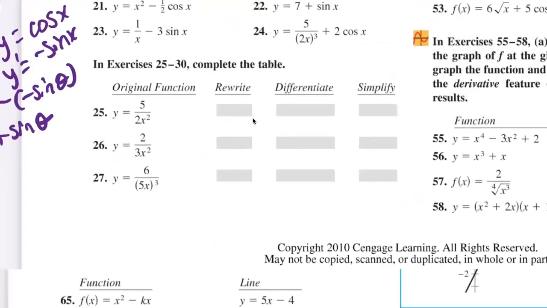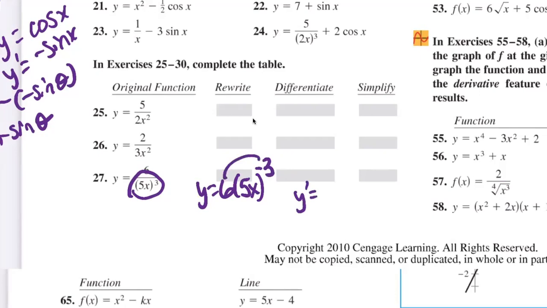So we want to rewrite it. So we want this y equals 6 times 5x to the third power. Oh, I'm sorry, the -3. So we want to bring this up so that we have it just as ax to the n power. Since we brought it up, we call it -3. Differentiate, bring down your -3. So that gives me, oh, you know what? Sorry. We have to simplify it even more before we start.